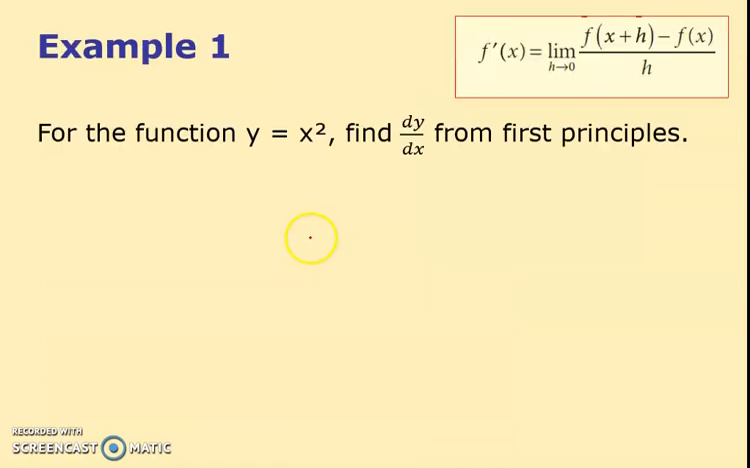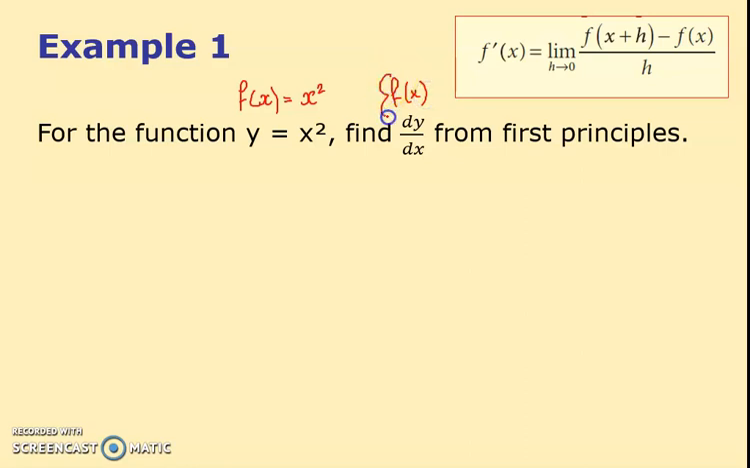So example 1, it says for the function y equals x squared. Well, first of all, I'm going to rewrite this as f of x equals x squared. I'm only doing that because this says f dash of x. So we're using function notation. And the equivalent of dy by dx, which I'm going to find, is f dash of x.